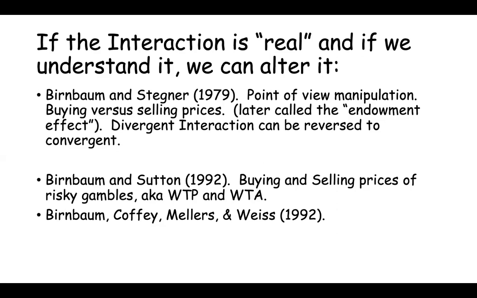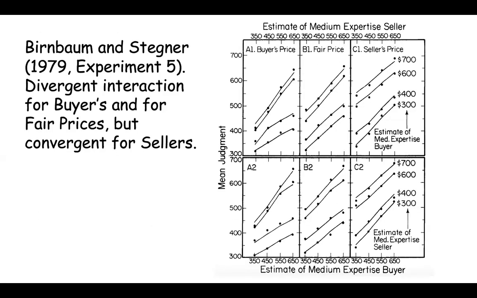Birnbaum and Sutton did something similar, as did Birnbaum, Coffey, Millers, and Weiss. So let me show you the kind of experiment, this is 1979, experiment 5. We've got how much would you pay to buy a car given estimates that say that it's worth $300 and another estimate says it's worth $650. Of course, all prices have gone up. You could multiply them by maybe 10 to get into present currency.